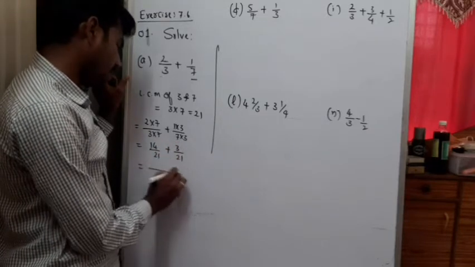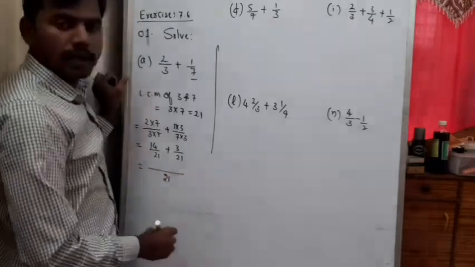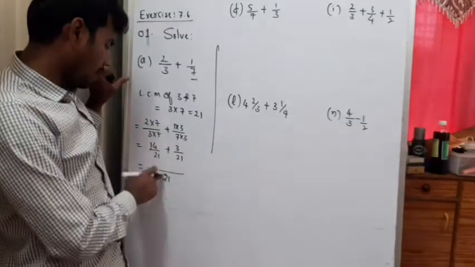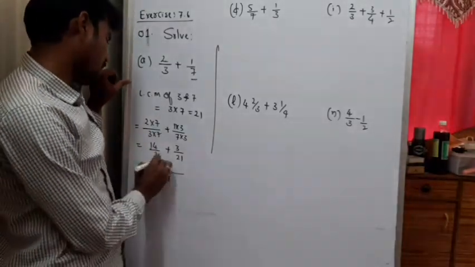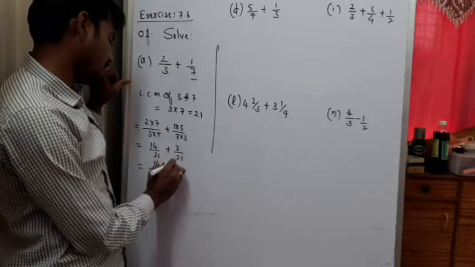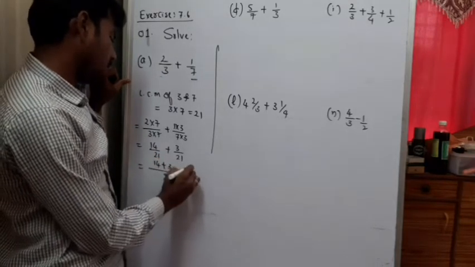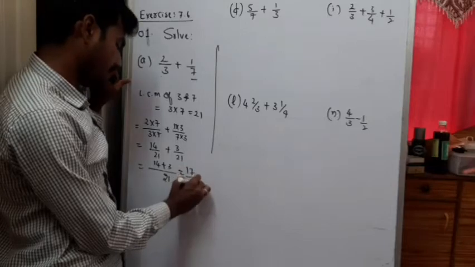What is the same? 21 is the same in the denominator. We'll keep it as it is and add the numerators. 14 plus 3 is equal to 17 divided by 21.